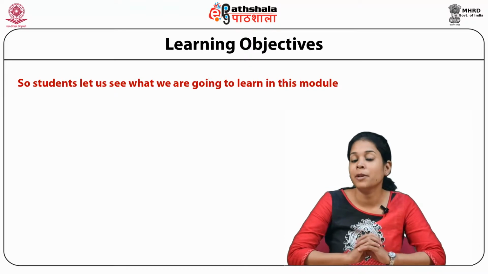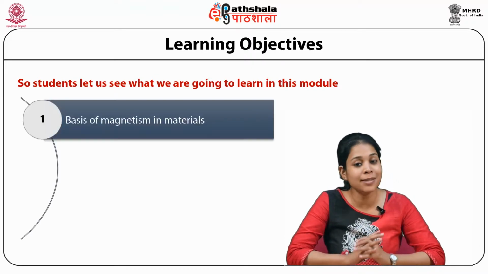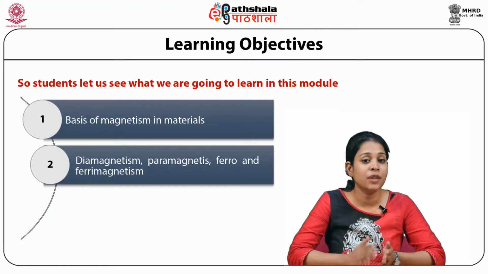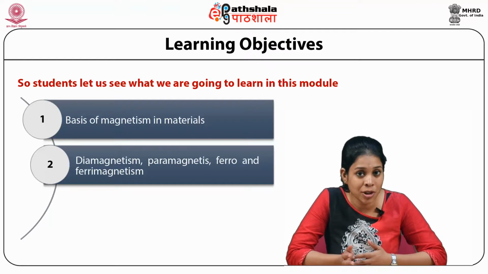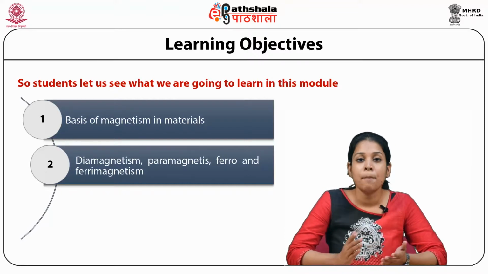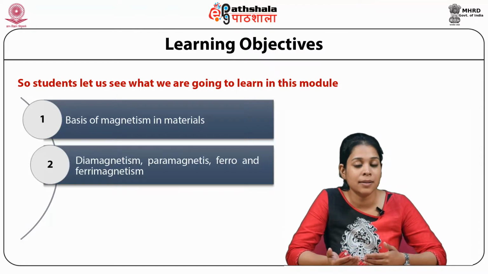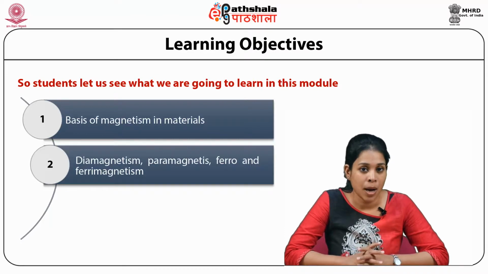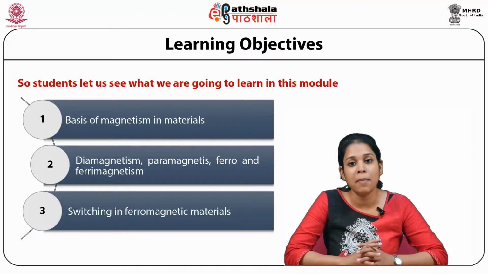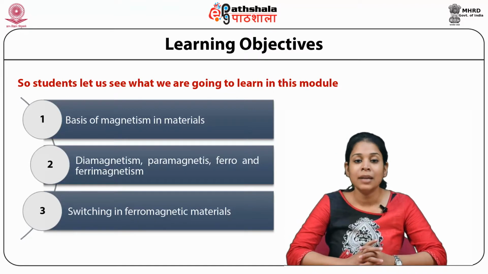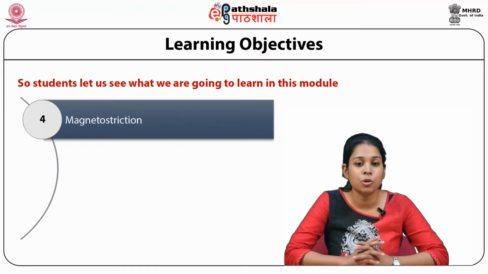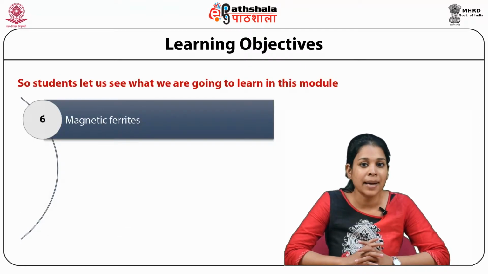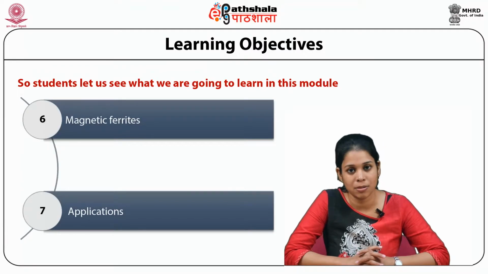So students, we will first be discussing the basis of magnetism in materials. Then we will be discussing the various types of magnetic material like diamagnetism, paramagnetism, ferromagnetism and ferrimagnetism. Then we will discuss the switching in ferromagnetic material. Then we will be moving towards magnetostriction, ferromagnetic and ferrimagnetic materials, their magnetic ferrites and applications.